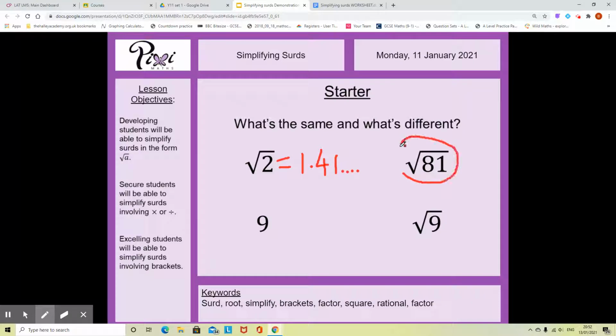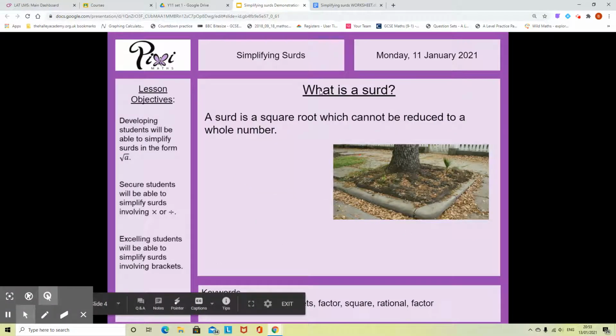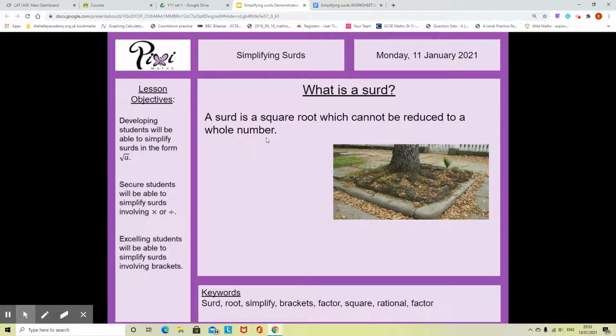Now we have square root of 81, which is equal to 9, because 9 multiplied by itself gives you 81, and square root of 9 gives you 3. Now square root 2 is a surd because it can't be square rooted, whereas square root 81 and square root 9 are not surds. To summarize, a surd is a square root which cannot be reduced to a whole number.